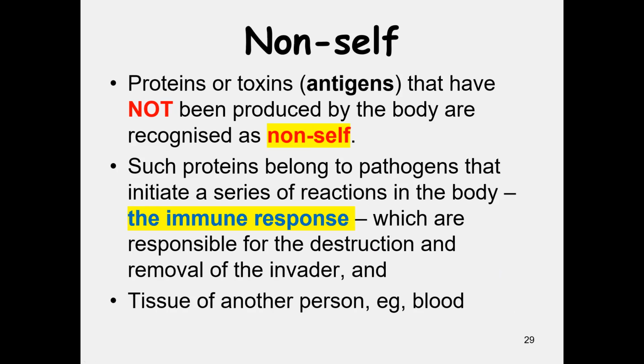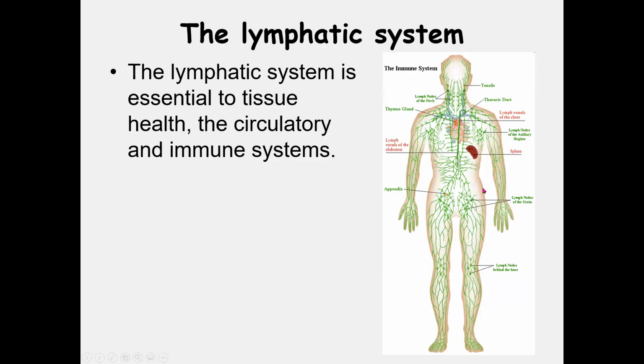Now, they also, if you get, say, tissue I mentioned before from somebody else, it's blood, and the blood type, the A positive, negative, AB, AB, and O, so it comes into it as well. We also have a system where all this is sort of regulated to some degree, the lymphatic system.